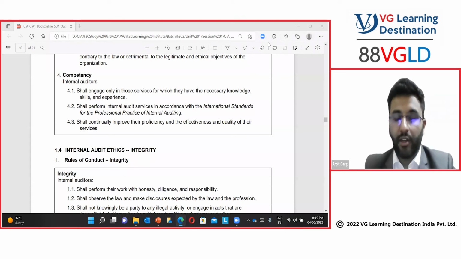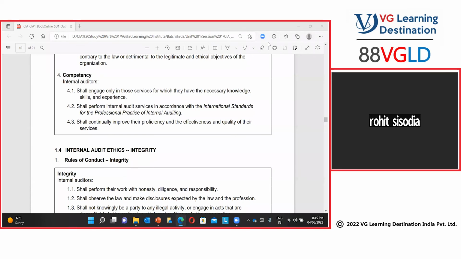Hey, Ishita, do you have any question? Yes, sir. I don't have audit experience, but I still have a question on confidentiality. The company has violated some laws and the court has issued a notice to the company, and the court didn't ask any question to the internal auditor. So is it a legal obligation to share the information?